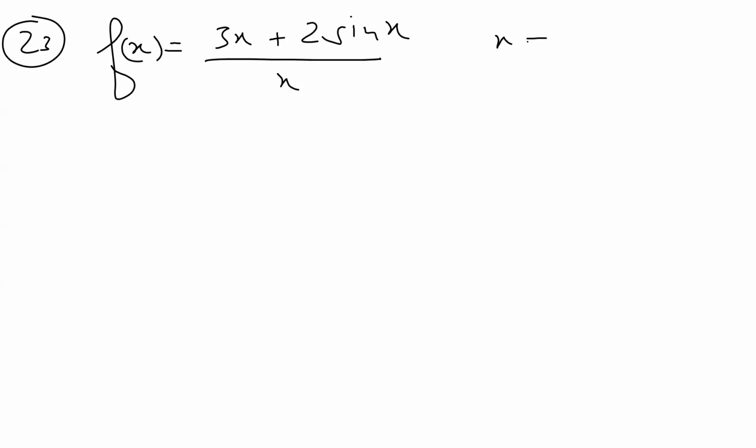Question number 23. Is the function continuous at x is equal to 0? So let us understand this. f of x is equal to (3x plus 2 sine x) upon x, for x not equal to 0, because if x is equal to 0, this function is not defined. So the function is true if and only if x is not equal to 0. They're asking whether this function is continuous or not.